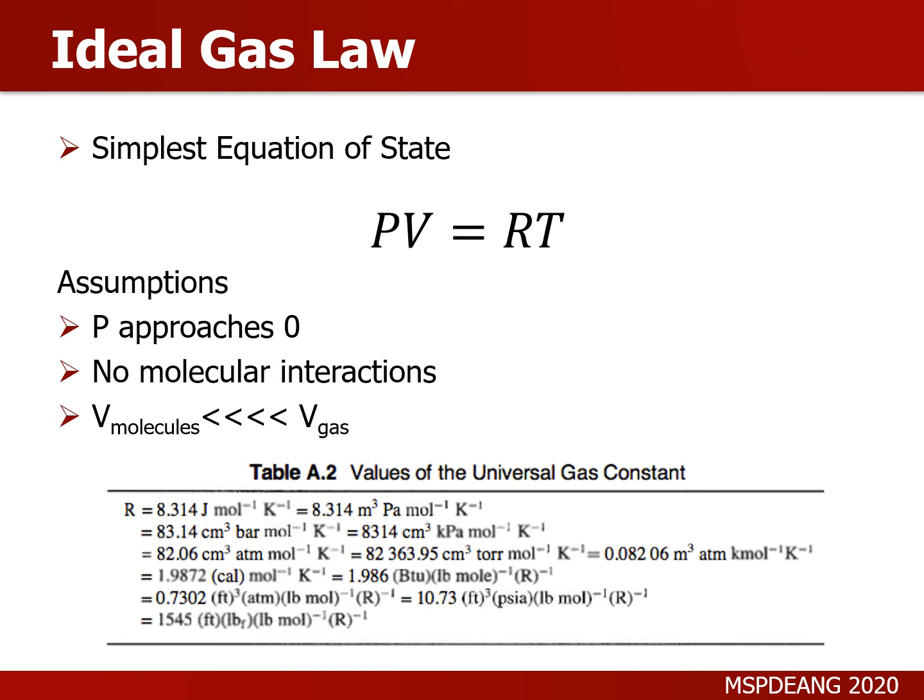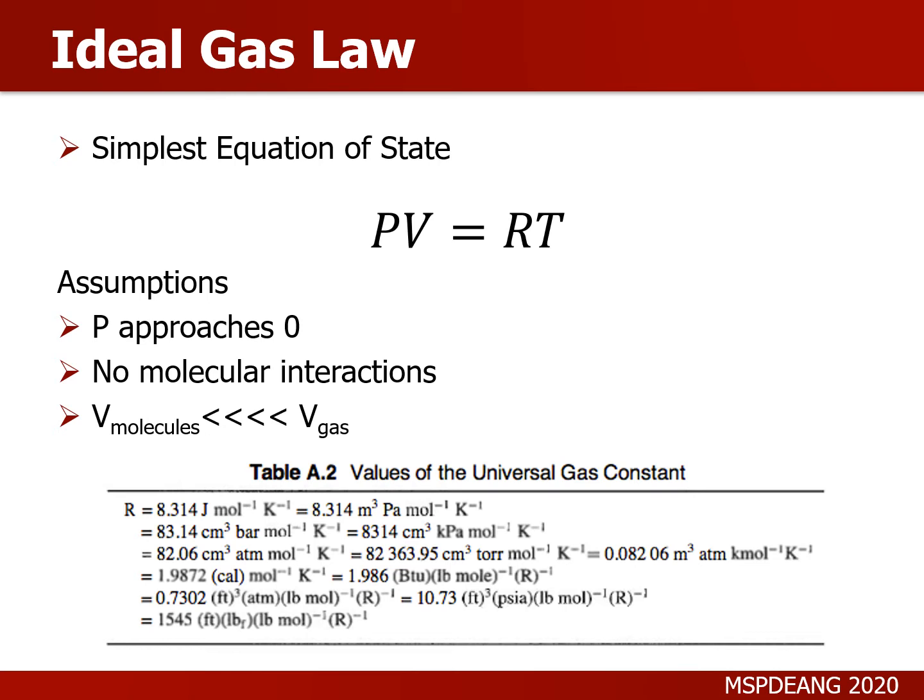The simplest equation of state that we have available is our ideal gas law. And again, our ideal gas law, PV is equal to RT, where V is the molar volume and R is our ideal gas constant.